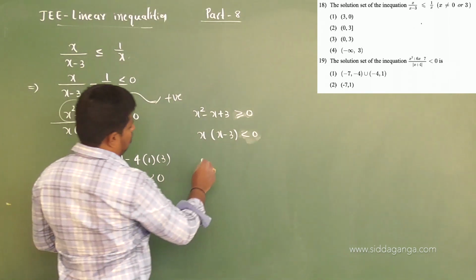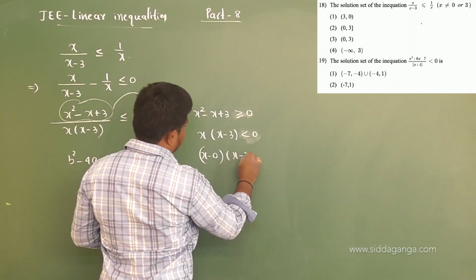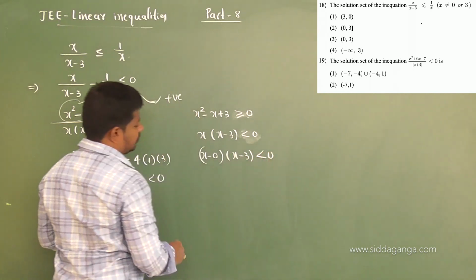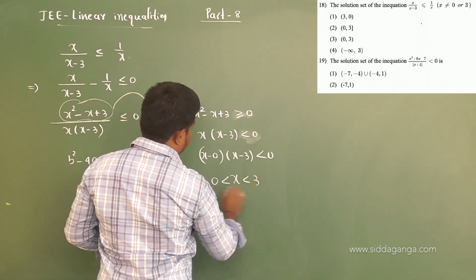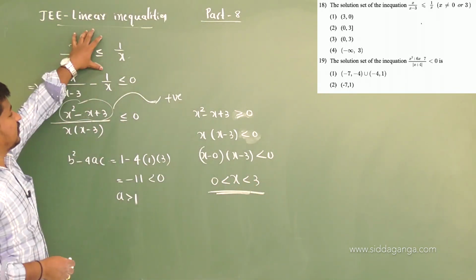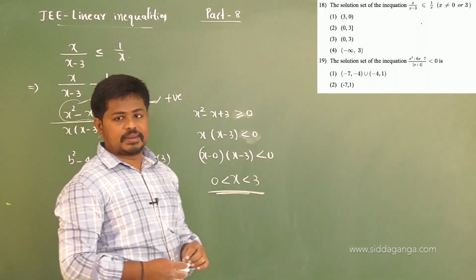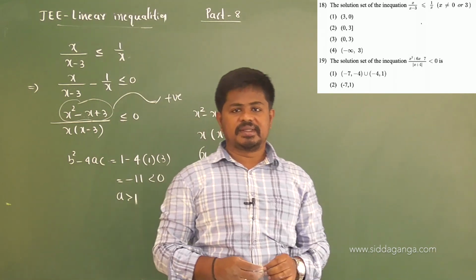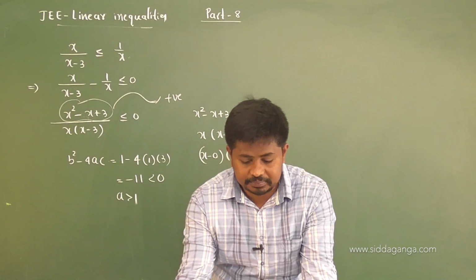So, you can read this as x minus 0 into x minus 3 less than 0. So, x lies between 0 to 3. This is the solution. This is true only for the values of x between 0 to 3. So, option third is the correct one. Option 3 is the correct one.